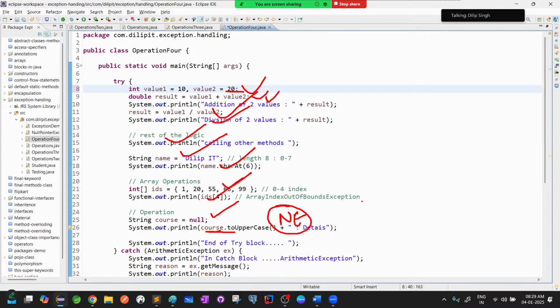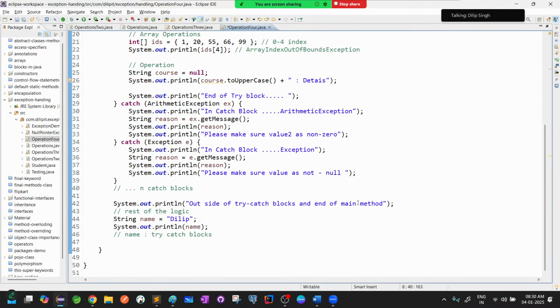Null pointer exception. But the problem here is, whenever it gets a null pointer exception at this line number, the JVM will immediately jump from line number 26 to the catch block section. It will check whether the catch block matches null pointer exception, not matching. Then it will go to the next catch block. Is it matching with null pointer exception? No.